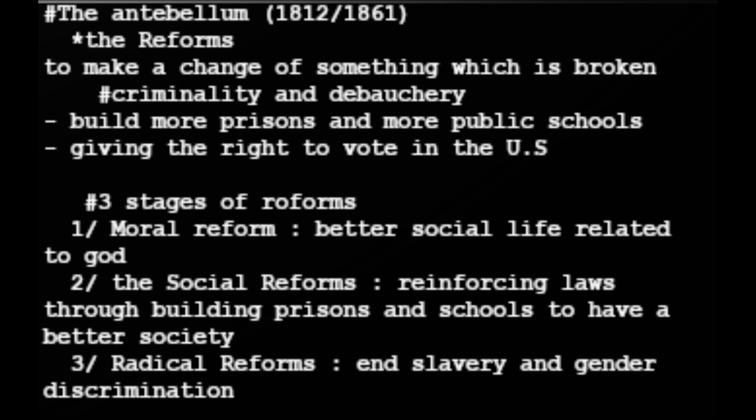The second stage is the social reforms. As I said before, they aimed for the perfection of society by reinforcing laws through building more prisons and public schools, like I said in the general introduction. According to them, this would mean less criminality. When you build prisons, you get less criminality because people are afraid to go to prison, and you get more intellectuals because you are building more public schools. And this was important for the American government, or it was even crucial to do so.